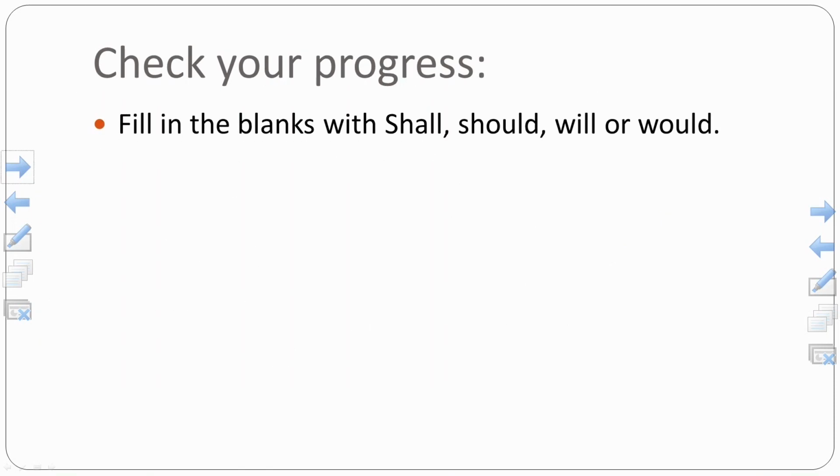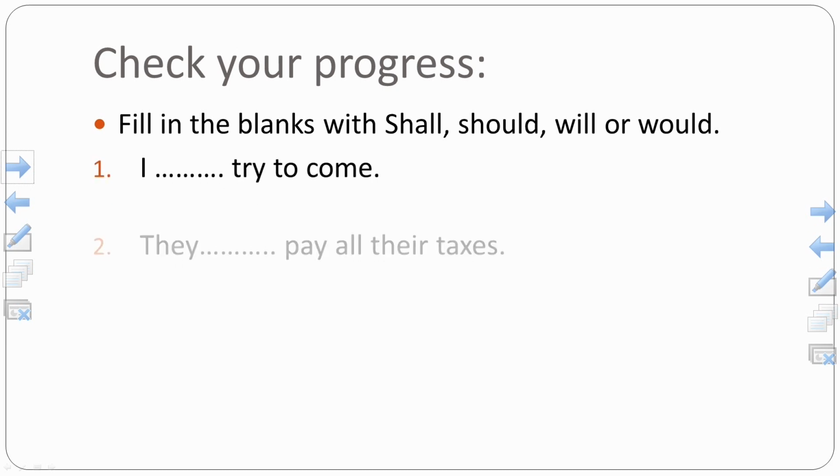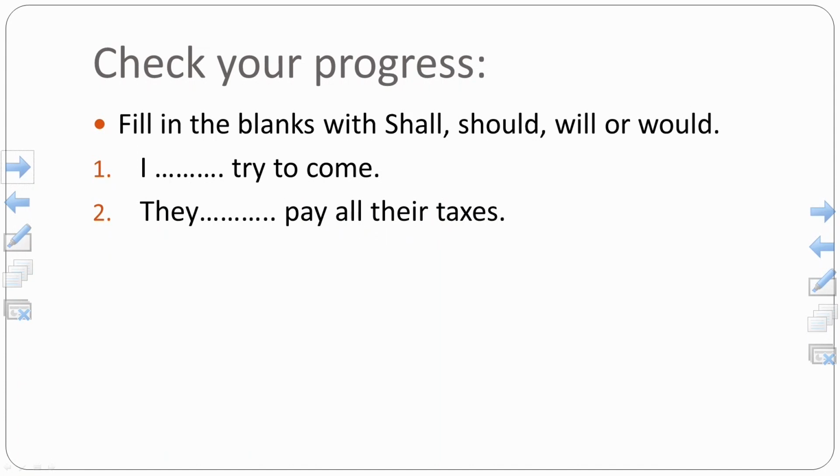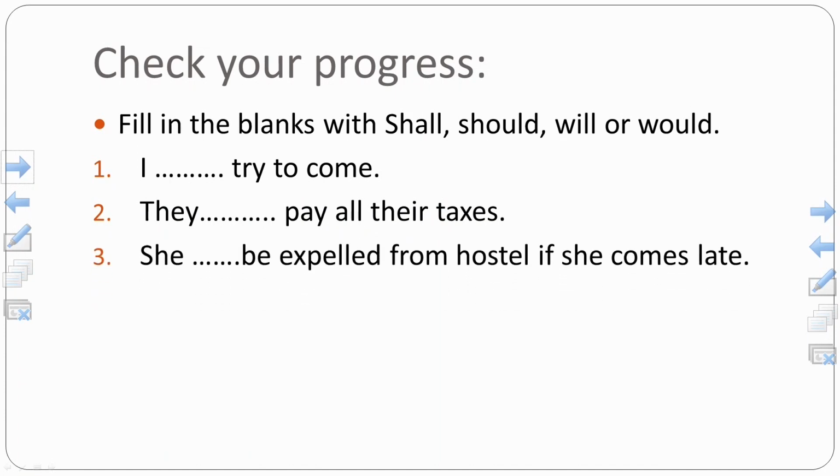So in this slide we just need to put shall, should, will or would. So: I dash try to come. They dash pay all their taxes. She dash be expelled from hostel if she comes late. So in the exam there will be questions like this.